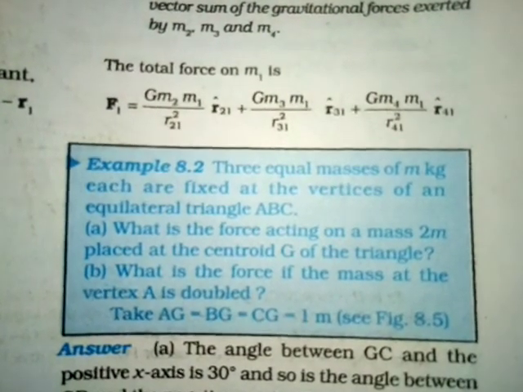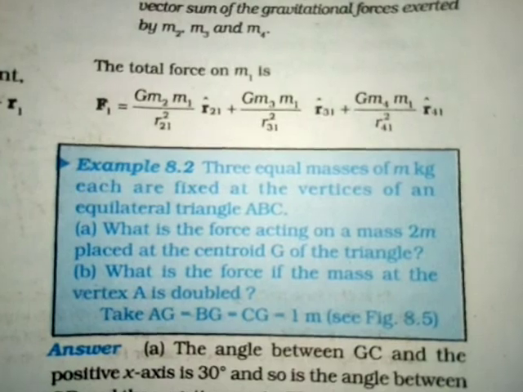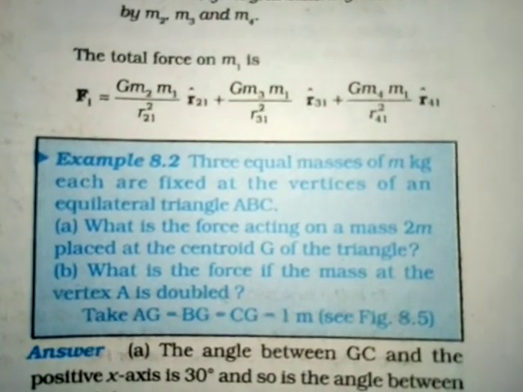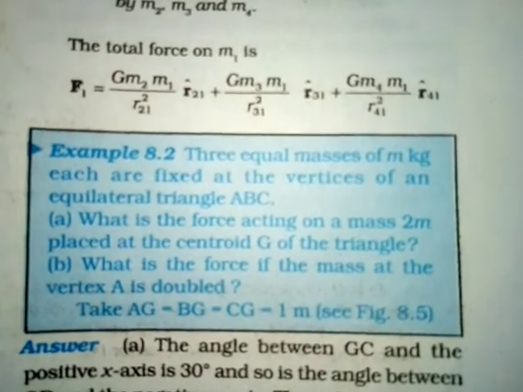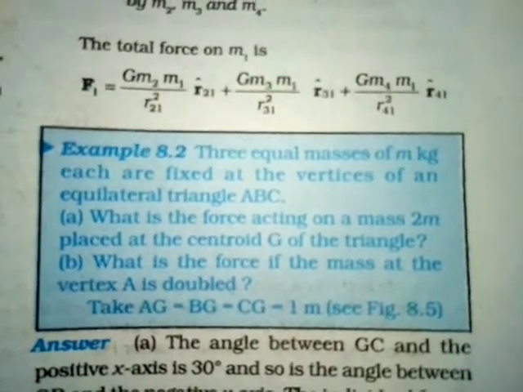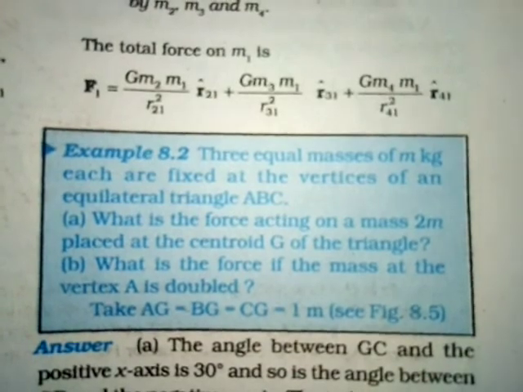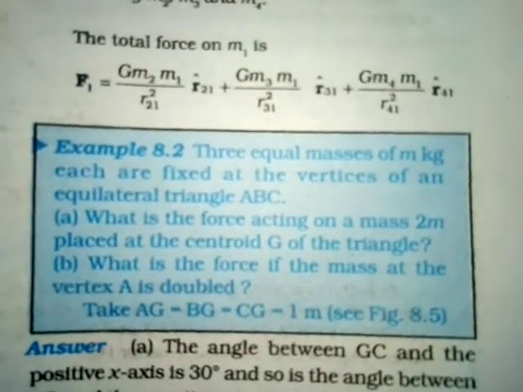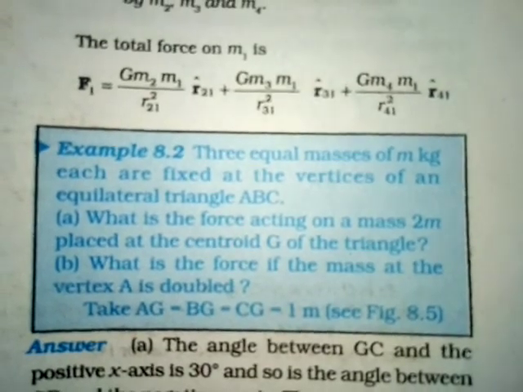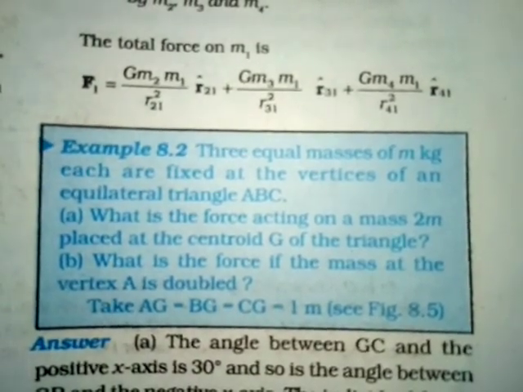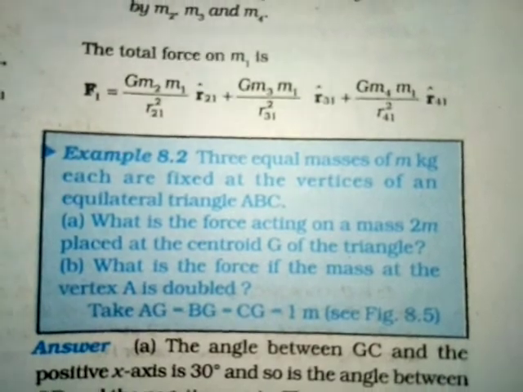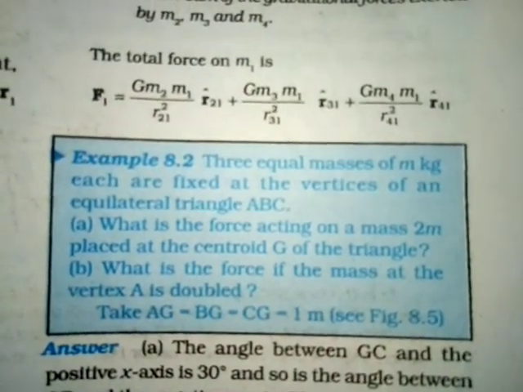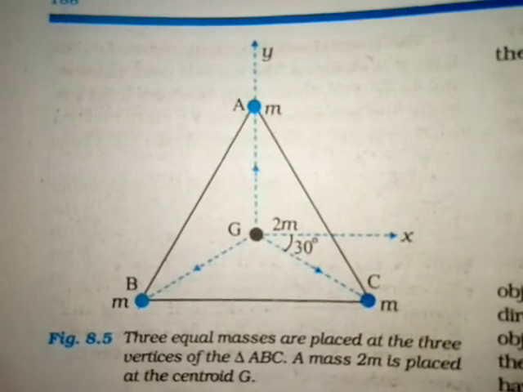Example 8.2. Three equal masses of m kg each are fixed at the vertices of an equilateral triangle ABC. Part A: What is the force acting on a mass 2m placed at the centroid G of the triangle? Part B: What is the force if the mass at the vertex A is doubled? Take AG equal to BG equal to CG equal to 1 meter. See figure 8.5. Here the figure is shown.